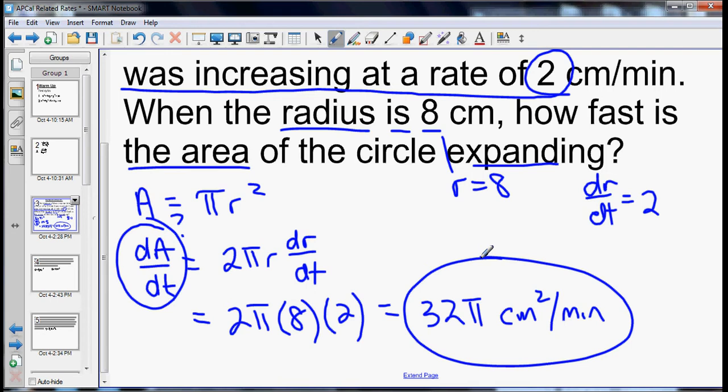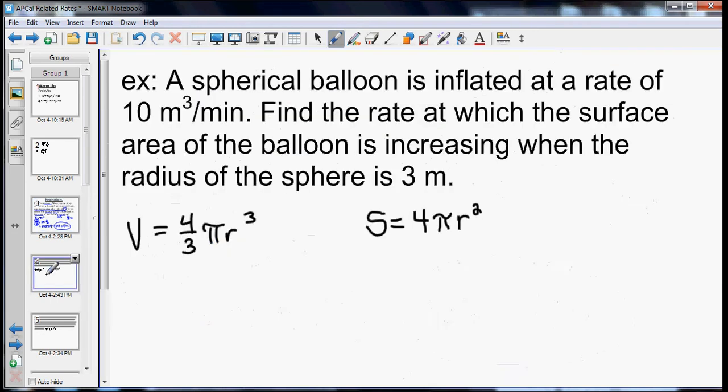Okay, so here's a similar problem. A spherical balloon is inflated at a rate of 10 cubic meters per minute. Find the rate at which the surface area of the balloon is increasing when the radius of the sphere is 3 meters. So I gave us here the volume equation for a sphere, and also my poorly drawn S, that's standing for the surface area equation for a sphere.